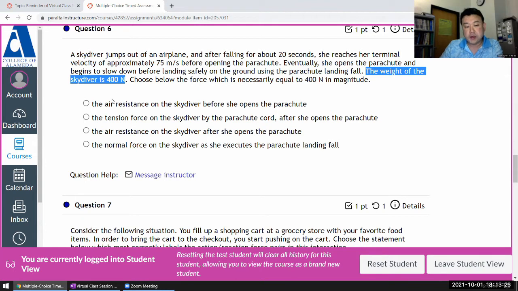What else? Air resistance. It says she reaches terminal velocity, so at that point, air resistance is the same as the gravitational force. That's why acceleration is zero. So yes, this is equal to 400 newtons. The tension force on the skydiver by the parachute cord is actually greater than 400 newtons, because the parachute is slowing the skydiver down. So the acceleration is upward, and the only way that happens is if the tension is greater. And air resistance on the skydiver, I already had that, so okay, that's it. The rest for one reason or another is either greater, less, or this one is a little bit iffy, so okay.